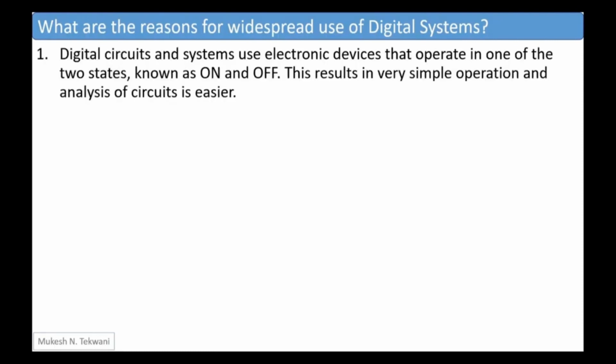The first important advantage is that digital circuits and systems use electronic devices like a transistor, and these operate in one of two states, on and off, which corresponds to the binary 1 and 0. This results in very simple operation, and analysis of circuits becomes much easier since you have to deal with only two possible states of the circuit.